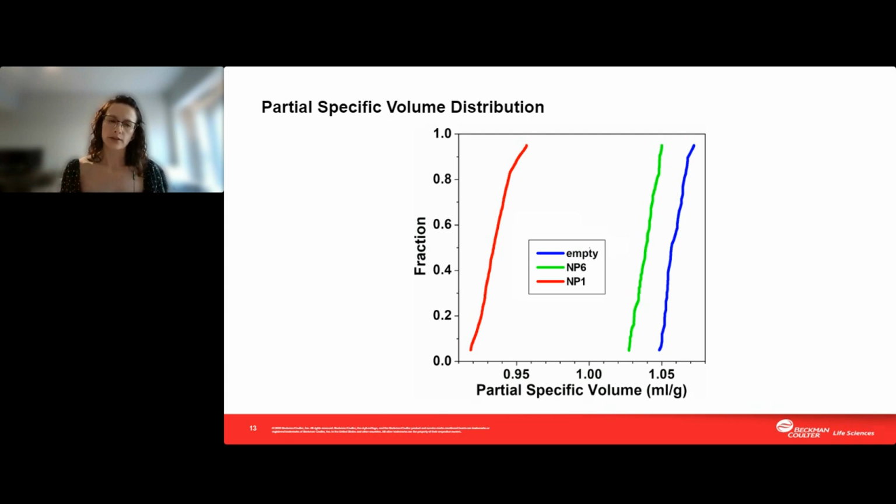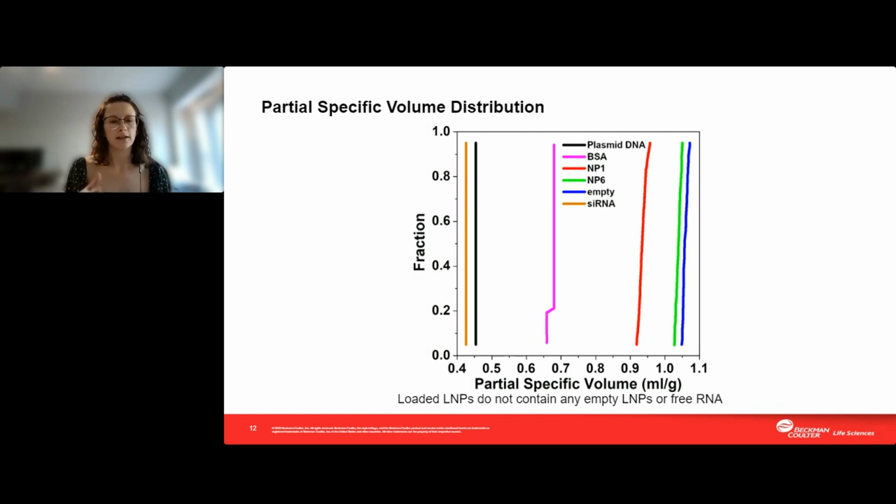You can also tell that these 3 plots do not contain any free RNA. If there was free RNA, then you would see in this graph that the partial specific volume plot for the lipid nanoparticles would have a tail that reaches over towards where the siRNA on its own sediments. We also confirmed this doing multi-wavelength AUC, which I don't have the results in this presentation just because they take a little bit longer to go over. But by multi-wavelength AUC, we were able to see the RNA sedimentation pattern as well as the sedimentation pattern of the lipid nanoparticles, and we could tell that there was no free RNA present in that sample.